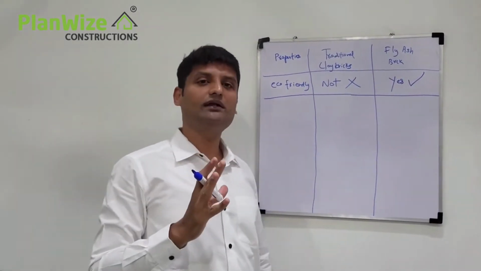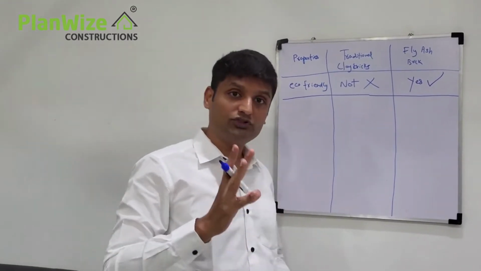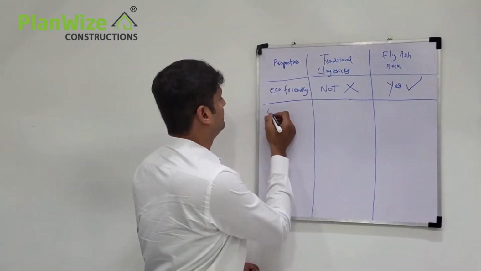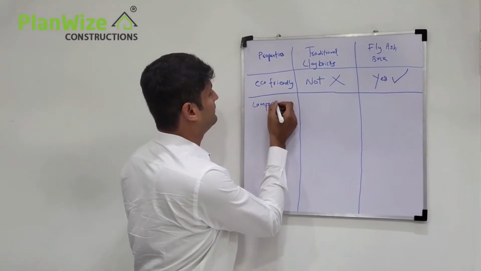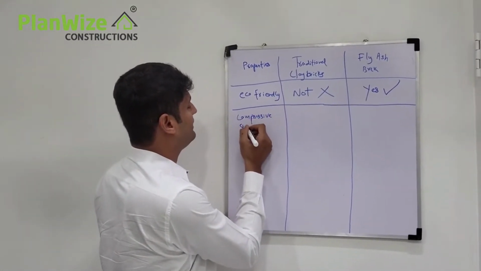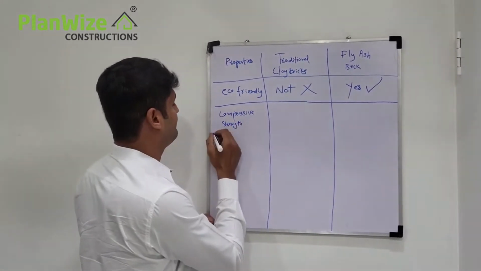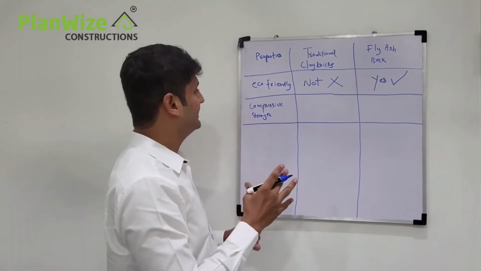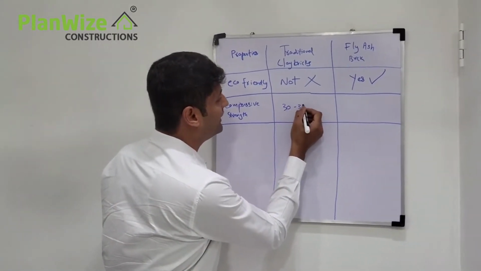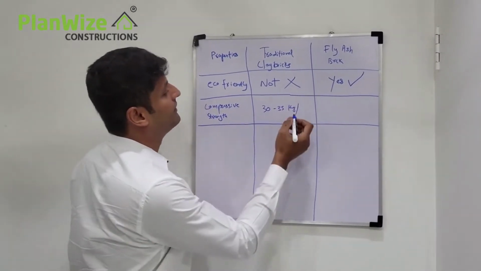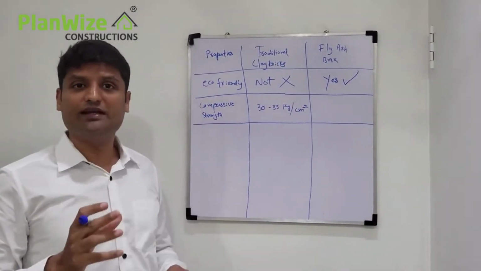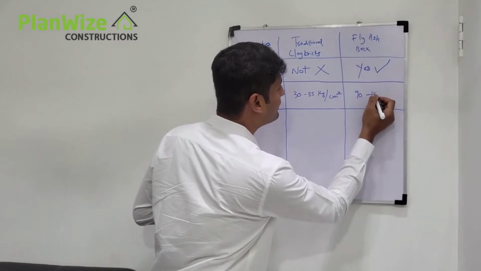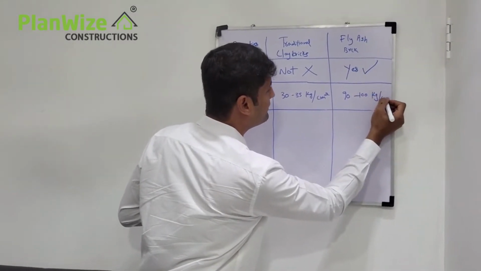The most important reason for using a fly ash brick, or the most advantageous point of fly ash brick, is the compressive strength. So I am just writing it as compressive strength. The compressive strength of a traditional clay brick is something like 30 to 35 kilograms per centimeter square, whereas the compressive strength of a fly ash brick ranges between 90 to 100 kg per centimeter square.